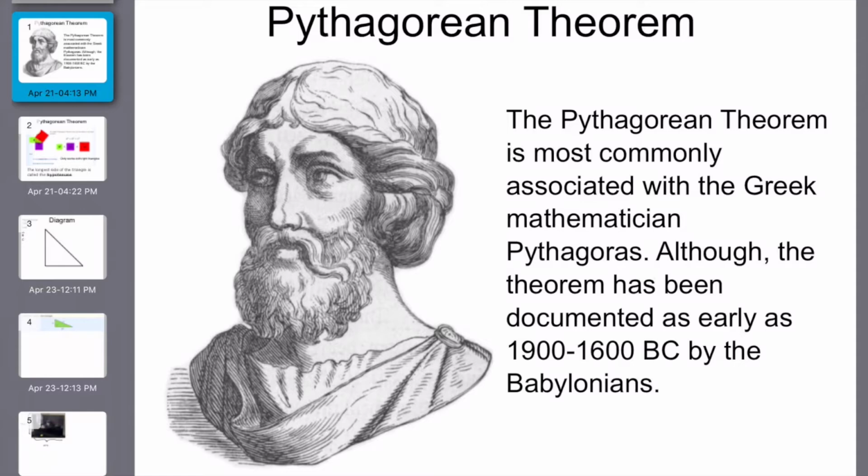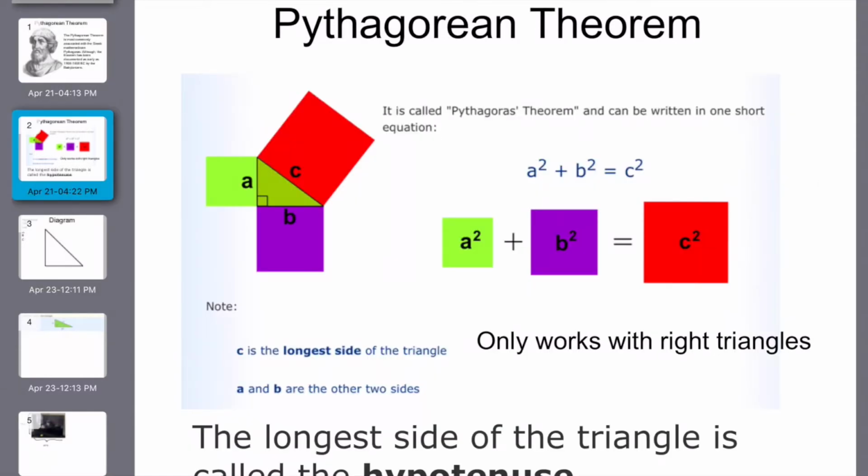But let's actually get into what the Pythagorean theorem is. The Pythagorean theorem, most commonly known as a squared plus b squared equals c squared, only works with right triangles. What makes a triangle a right triangle is the fact that it has one 90-degree angle inside of it. And I'm going to say that one more time. A triangle is a right triangle if it has one 90-degree angle inside of it.